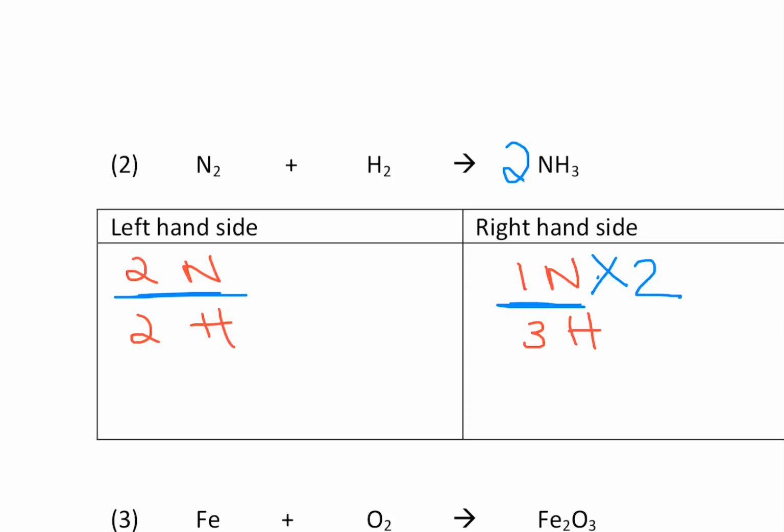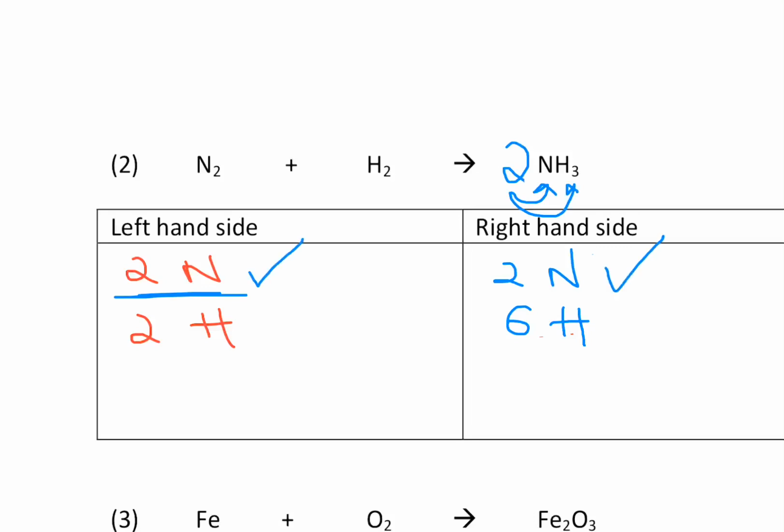So let's count again now. Because I've put a 2 in front, I will need to count all the atoms again. So now there is 2 nitrogen and 2 times 3, there are 6 hydrogen. So nitrogen and nitrogen is balanced, but hydrogen is not. So I will do a third step now.